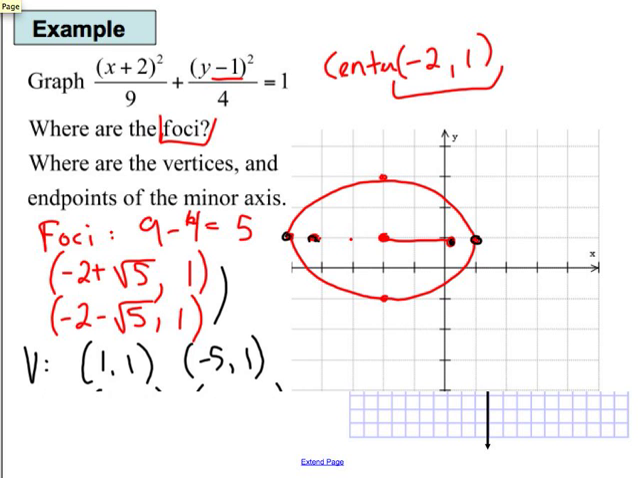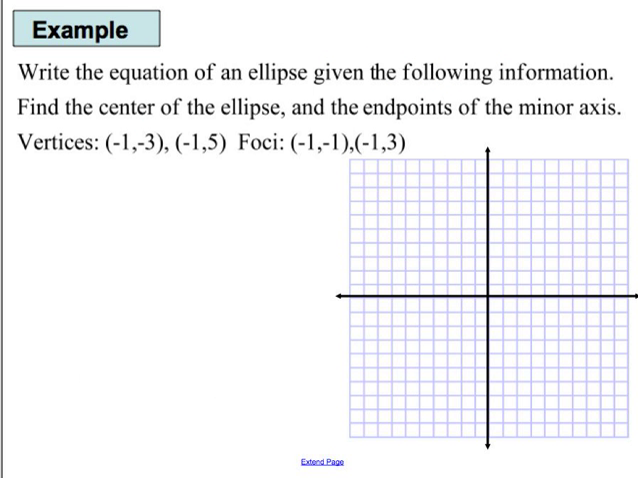So the last example here is kind of going backwards, but I'm going to tell you the graph is your friend here whenever you get stuck. So we use the information and we start with the graph, take a look at it, see what clues we can gather from it. The goal is to write the equation and find the center and endpoints using the vertices and foci that they give us. So I'm going to start by graphing it.